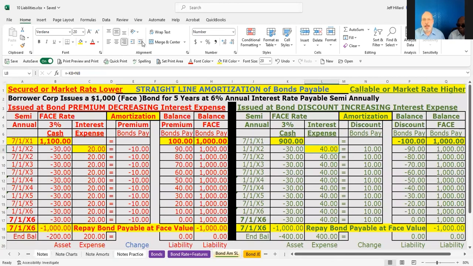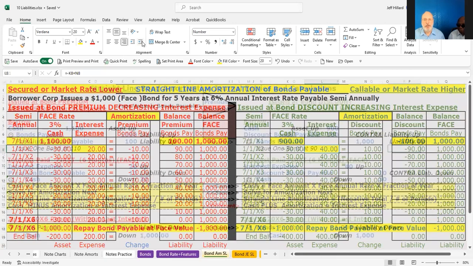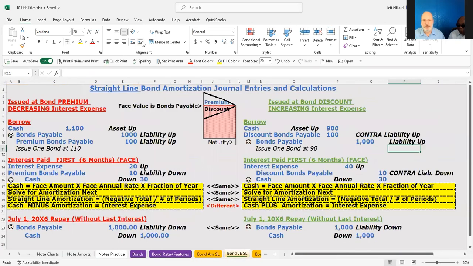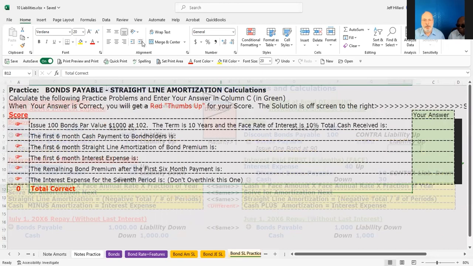Premium and discount amortization schedules for the straight line method. Tying it back, journal entries with the straight line method. Again, this is a lot. It looks like a lot, but it's really condensed, folks. But this compare and contrast really makes it easy to see it both ways at the same time.